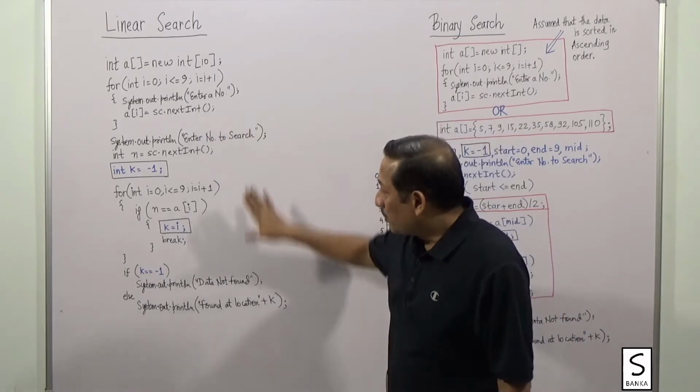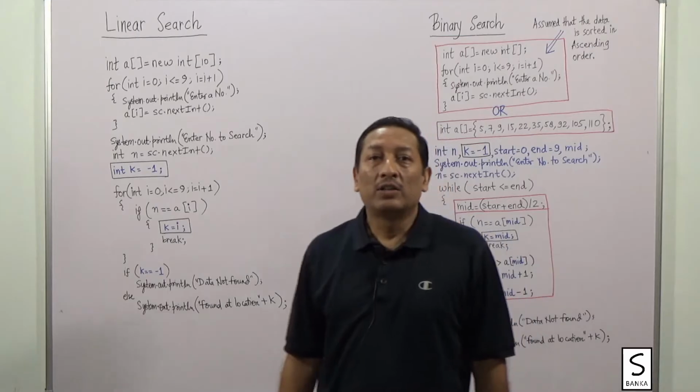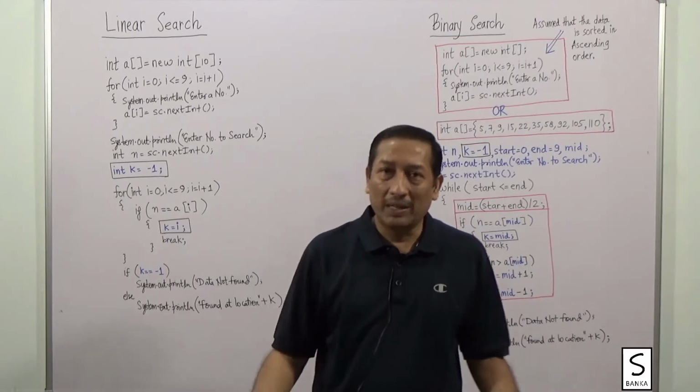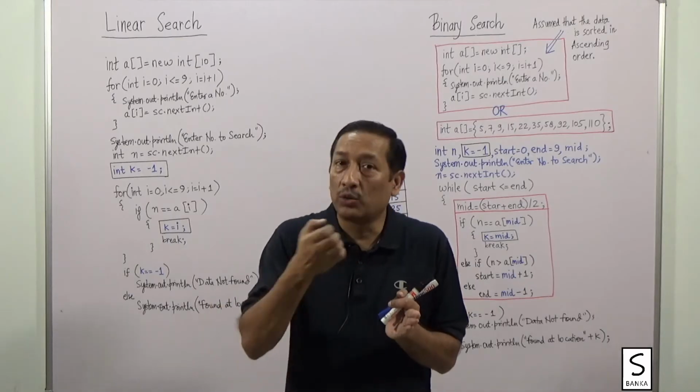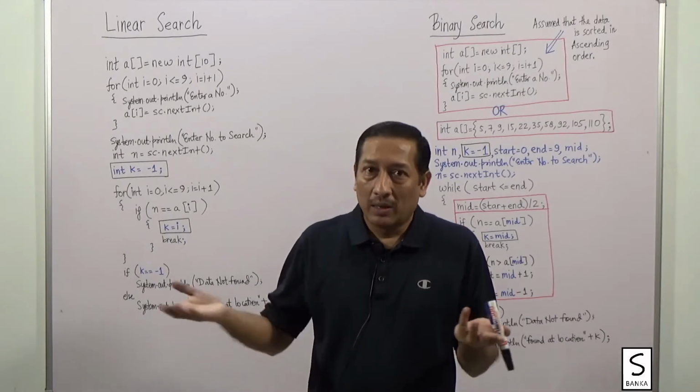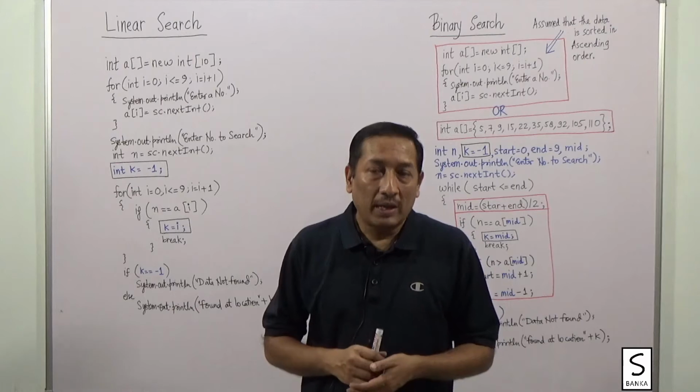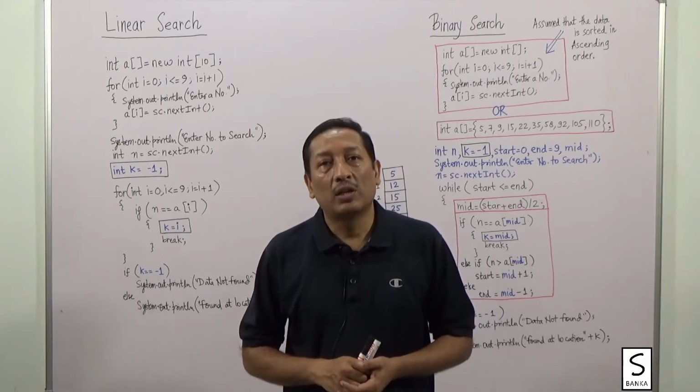So this simple method is known as linear search method. Simply we are checking every data of the array with the data we want to locate, we want to search. If found, the value of k becomes the location, and if not found, the value of k remains -1.